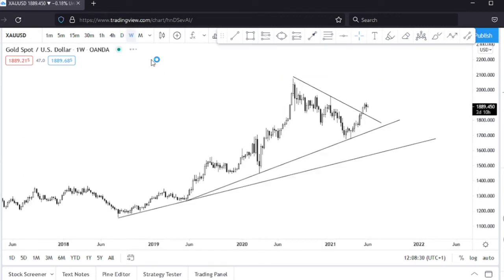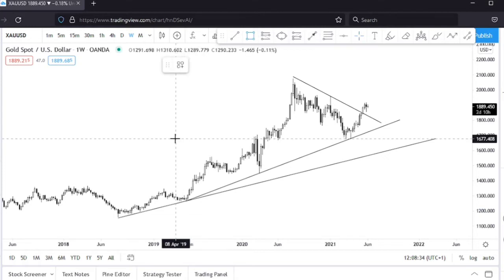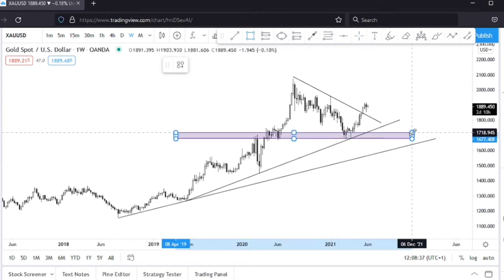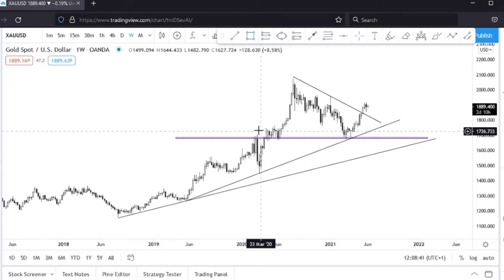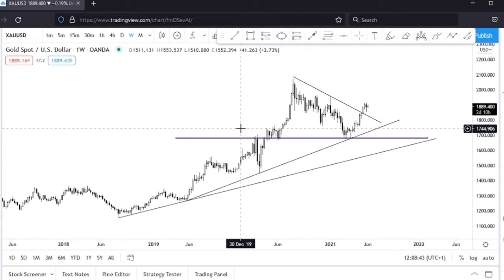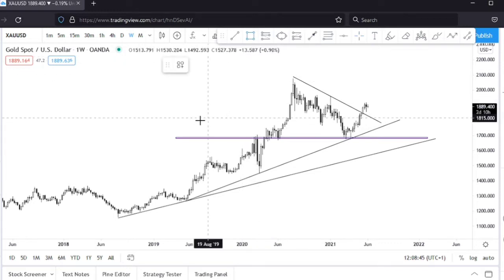Let me just go back to the weekly. So on the weekly time frame, we can draw our support level over here. Let's just draw this zone over here where price tested previously. We can also draw one here. I don't know if you can see it clearly as well.